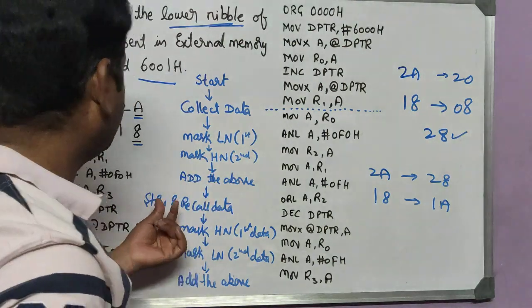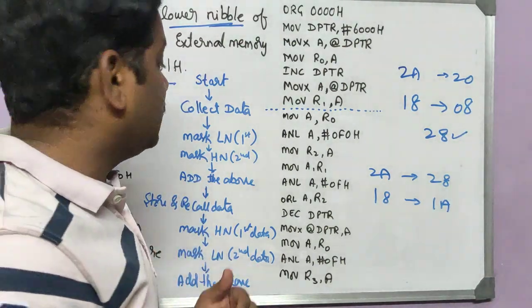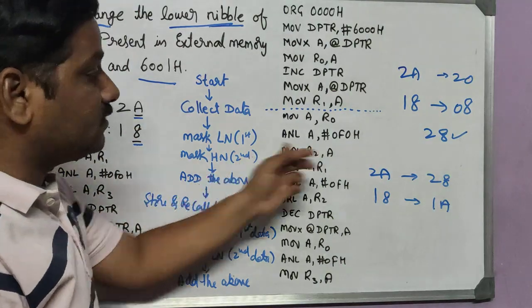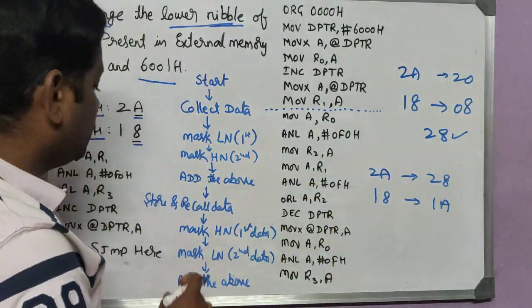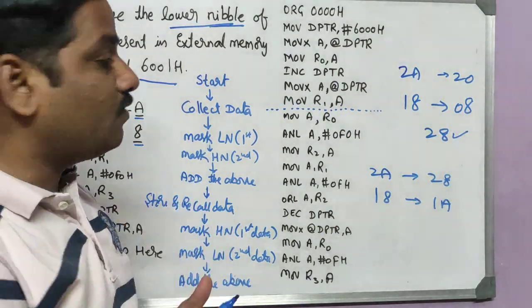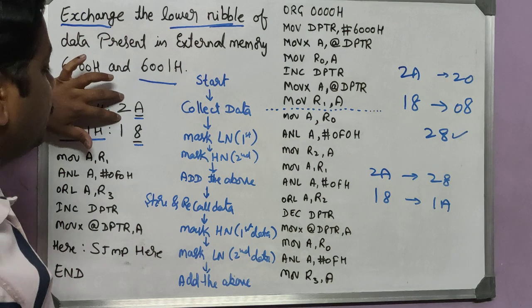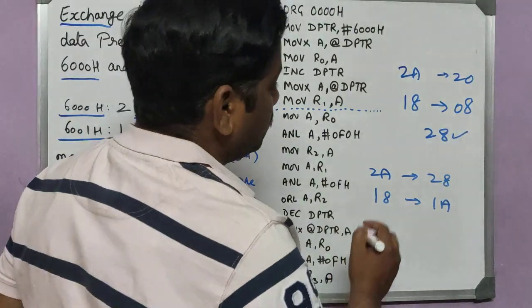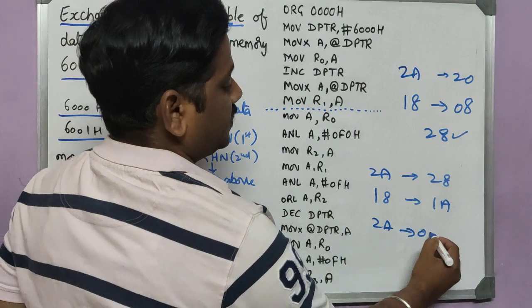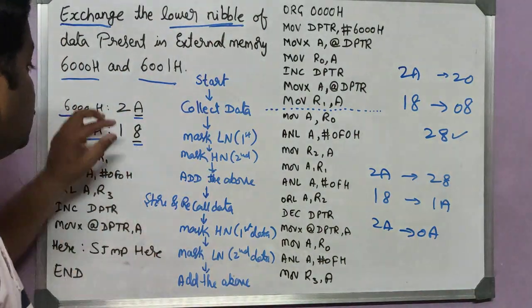After that what you need to do? Store and recall the data. Recall the actual inputs, and the result you got, 28, you store it somewhere. So once again I will recall the data and mask the higher nibble. Now I want to mask this higher nibble. So what happens now? I will mask the higher nibble, meaning if I take 2A, I will get 0A. I am masking the higher nibble.